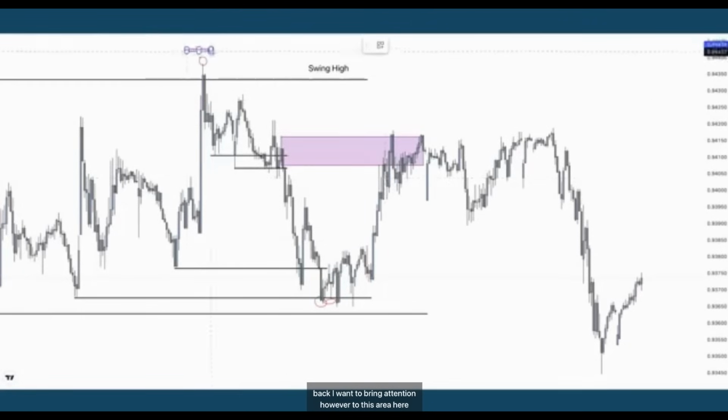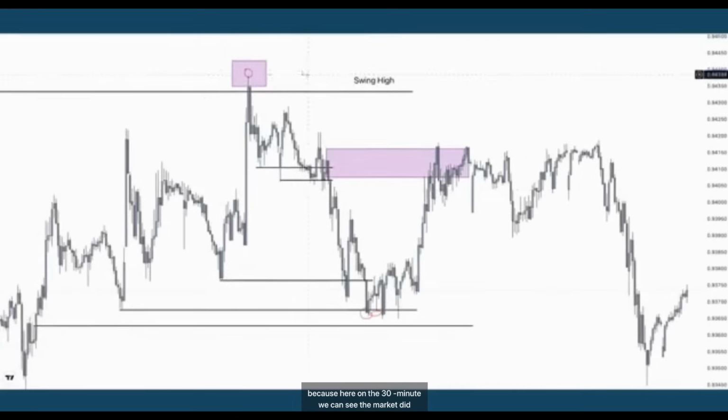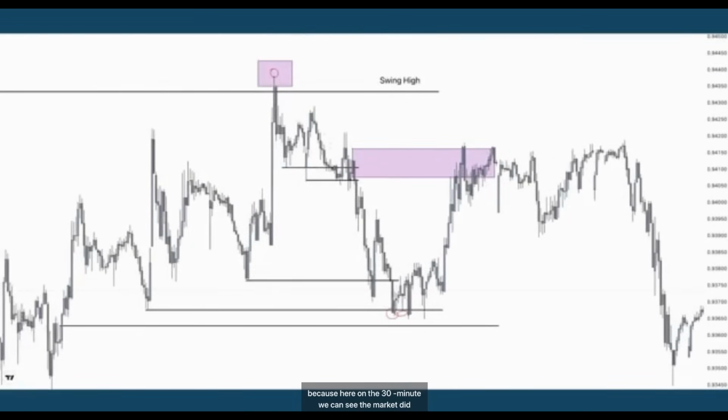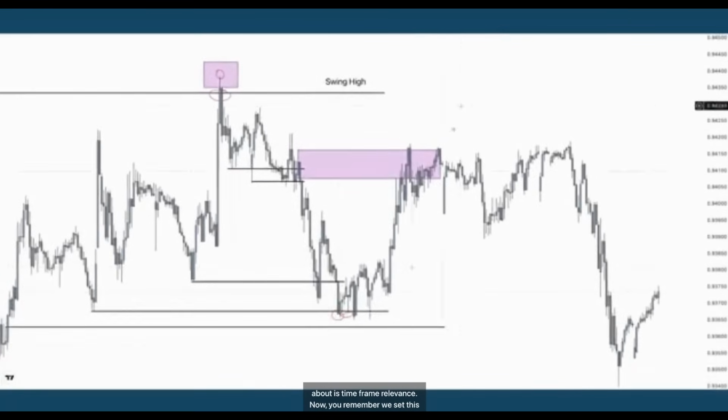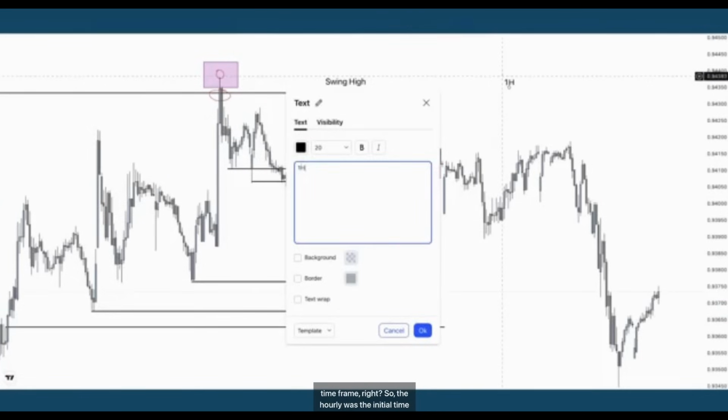I want to bring attention, however, to this area here, because here on the 30-minute, we can see the market did actually close, right? This level here was closed above on the 30-minute. So although the hourly rejected, couldn't we get tricked into the market from here? Well, what I want to talk about is time frame relevance. Now, you remember we set this trade up. We did our initial setup analysis on the 1 hour time frame, right? So the hourly was the initial time frame.